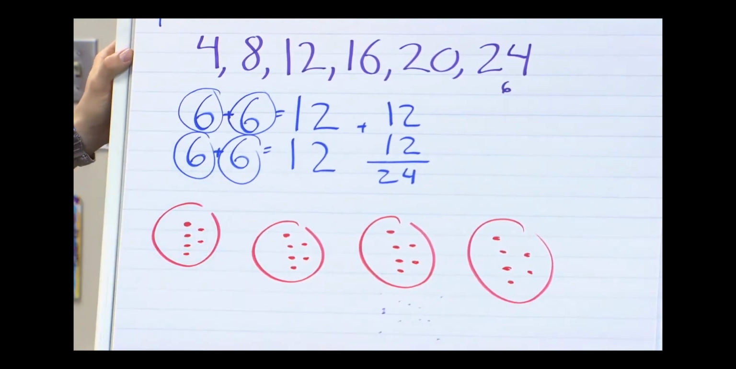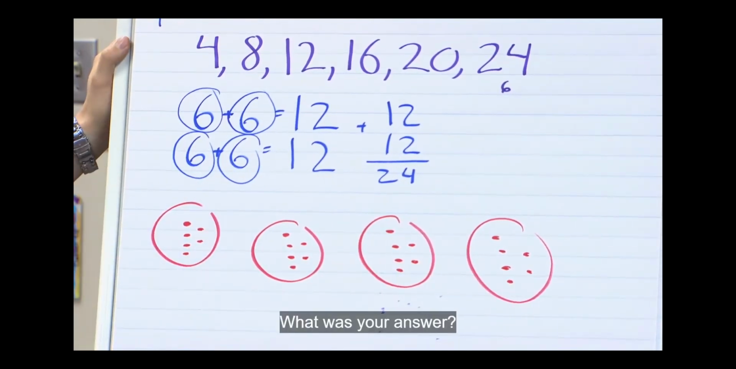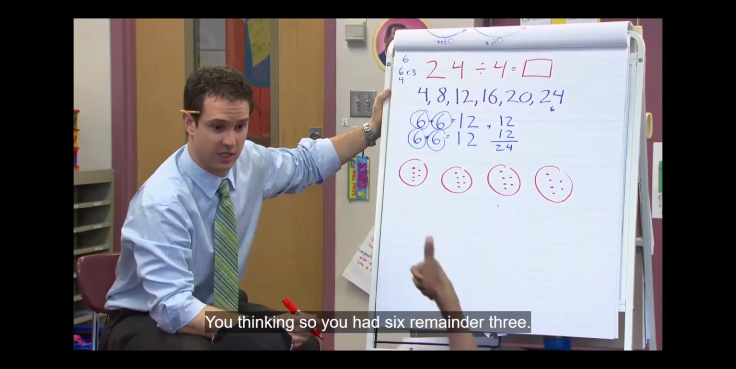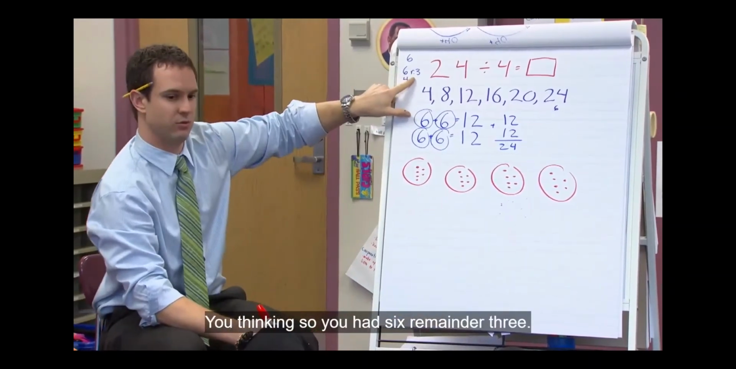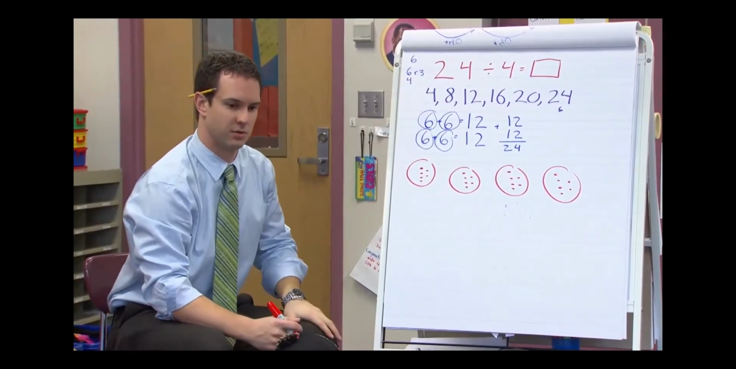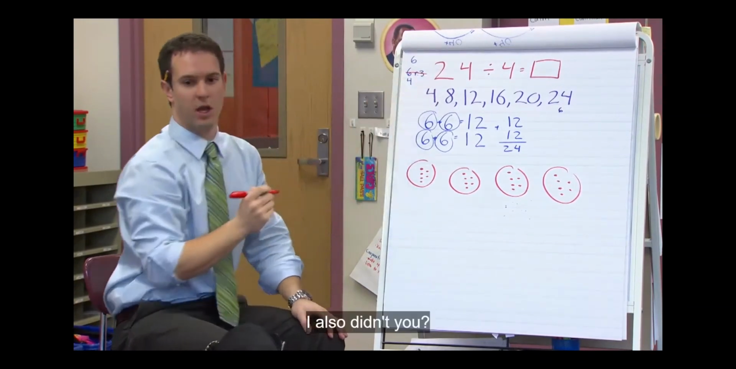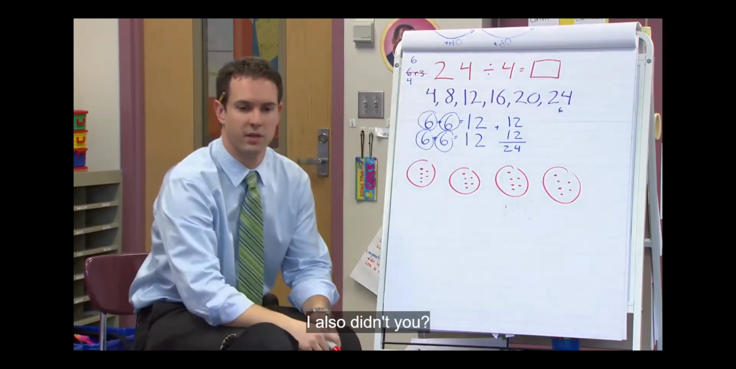How did you know then? What was your answer? I revised my other thinking. You revised your thinking? So you had 6 remainder 3. What do you revise your thinking to? 6. 6? Okay. So can I cross this one off? Okay. Javon? I revised my thinking.